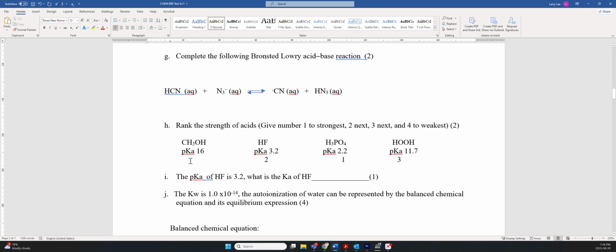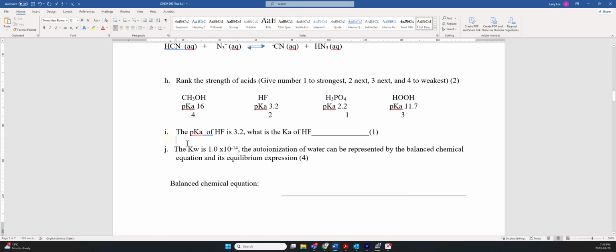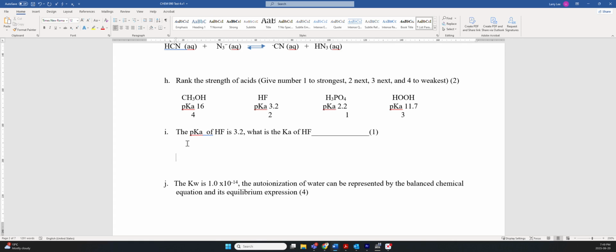That'll be number 3, and the methanol will be number 4. Okay, now if you're given the pK, this pK, you go 10 to the negative 3.2.